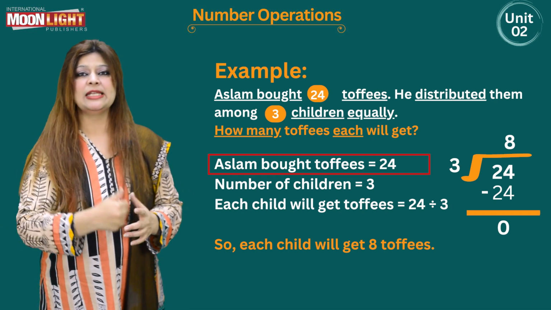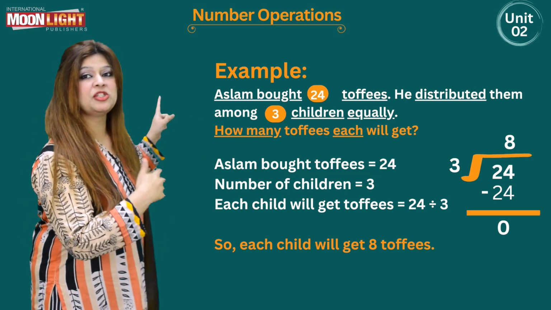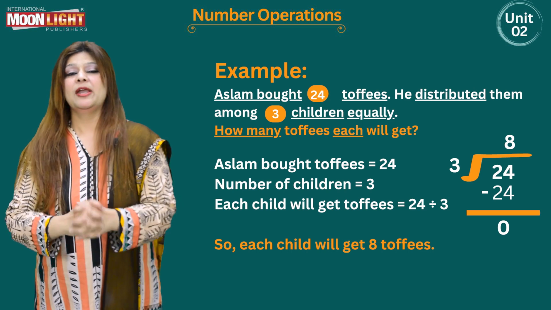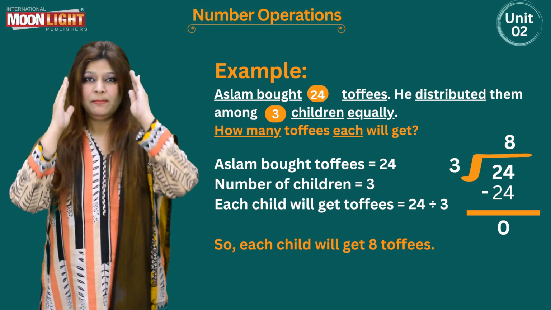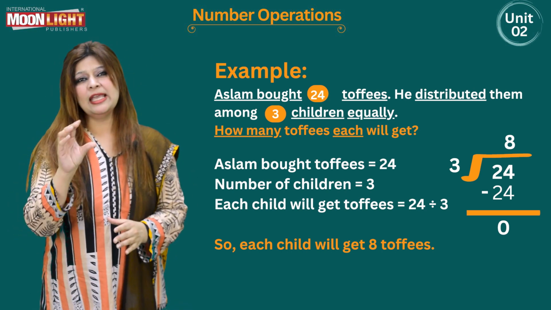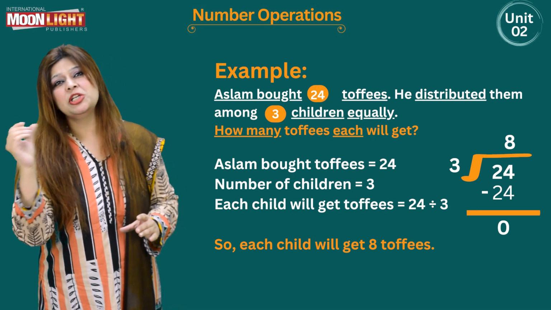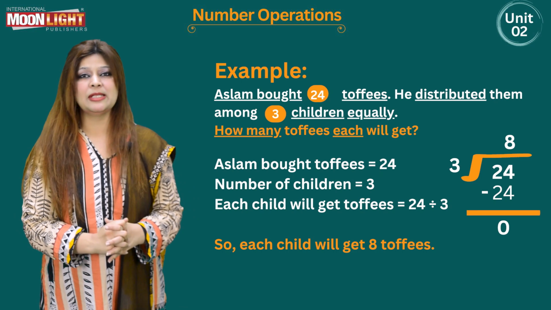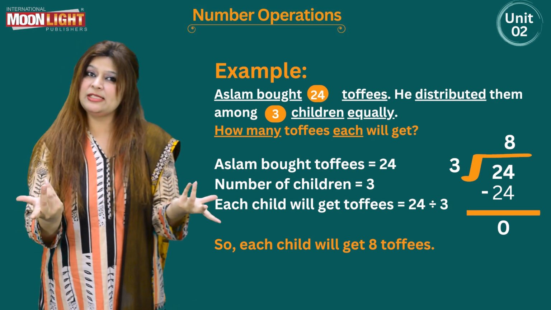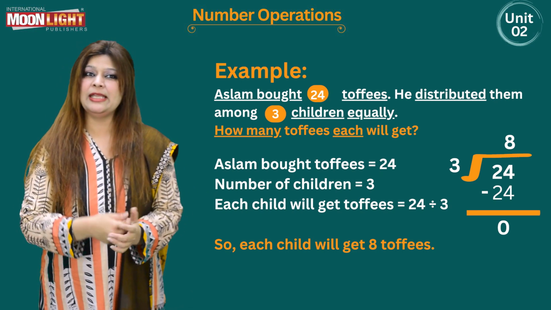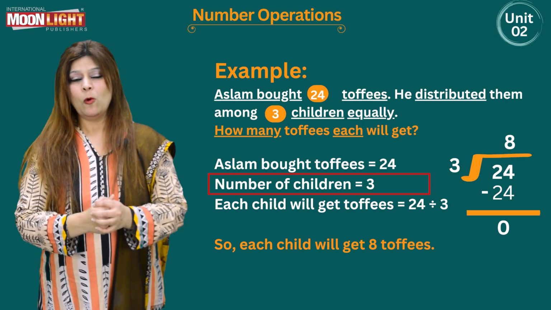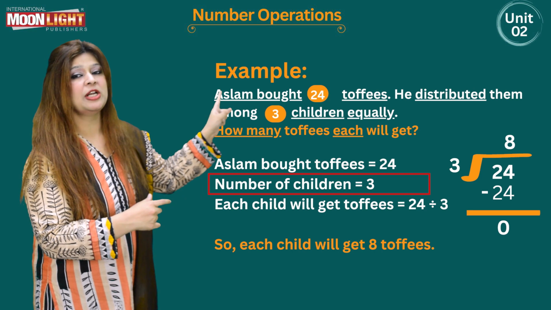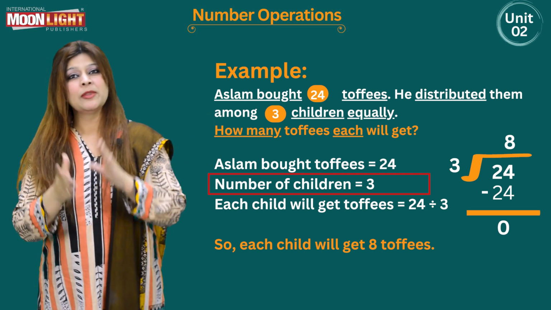Now, the second sentence is, he distributed them among 3 children equally. So, I will get this idea from my understanding that he has distributed them among 3 children. So, from here I also get to know what 3 children are: 3 children are basically the number of children. Okay, so you are going to write it down like this. Number of children is equal to 3.